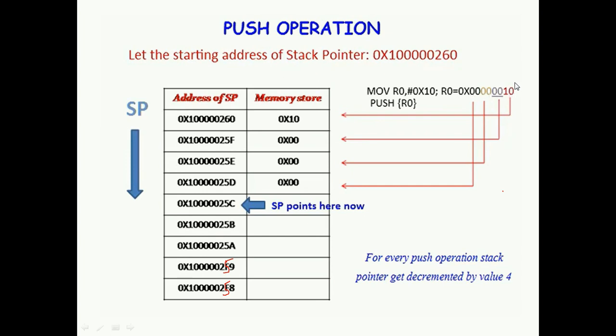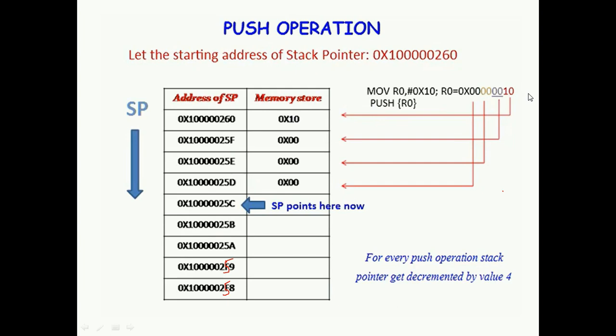Here every hex digit corresponds to 4 bits. So 1 0 corresponds to the first byte, followed by 2 zeros as the second byte, 2 zeros as the third byte, and 2 zeros as the fourth byte. Into stack memory the data is saved byte-wise, I mean 8 bits at a time. Now after this move instruction I am doing a push operation on register R0. Initially the starting address of the stack pointer is this. Now let's see how this 32-bit value of R0 is pushed to the stack.